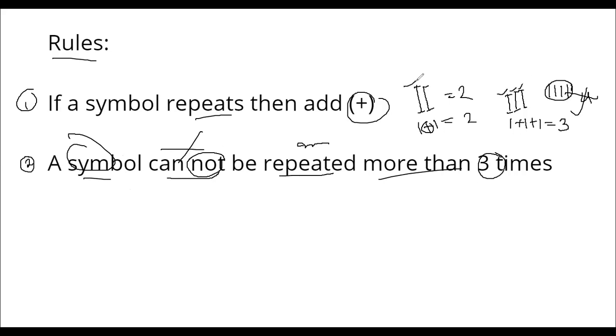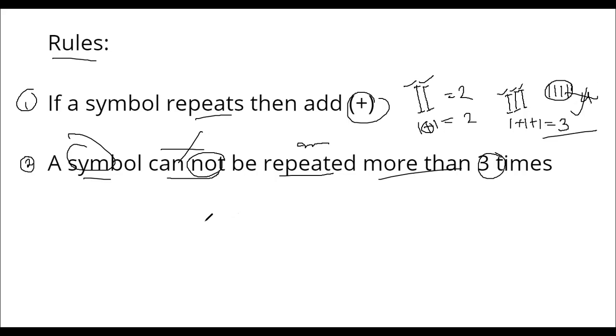Repeated I here 2 times. So we can repeat, but not more than 3 times. We cannot do more than 3 times. So 4 cannot be written like this. How can 4 be written then? That's an interesting fact, I will tell you.